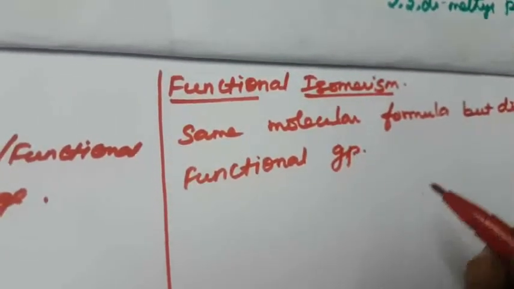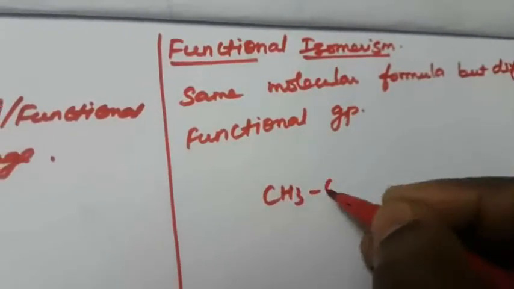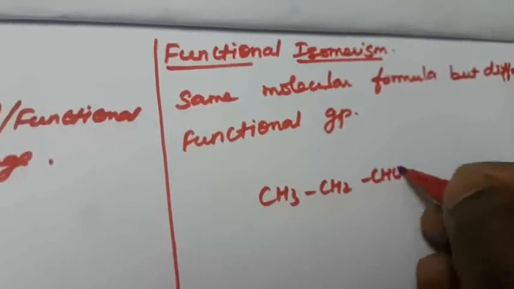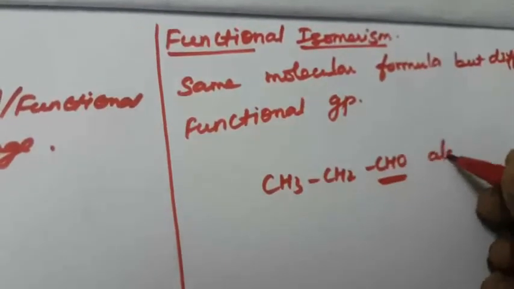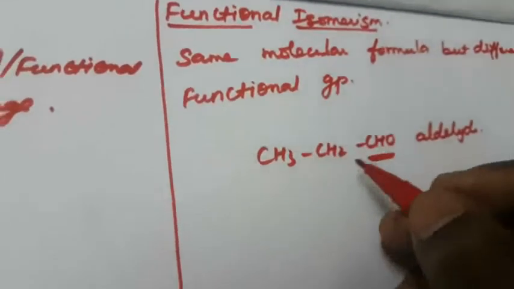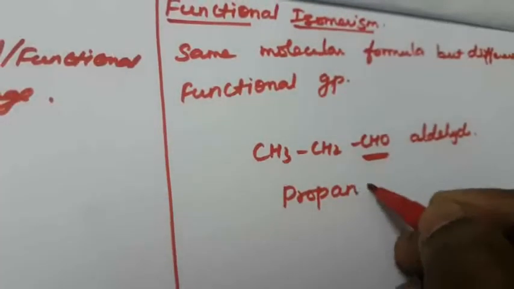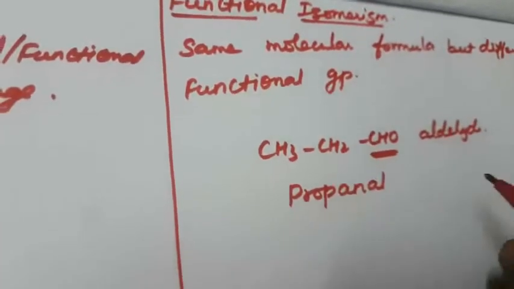Okay, so how to write this? CH3 CH2 CHO. What is the functional group here? This is the aldehyde functional group, right? What is the name of this compound? The root is 3 carbon. What is the root word? Prop, saturated, anal: propanal. So this is propanal.